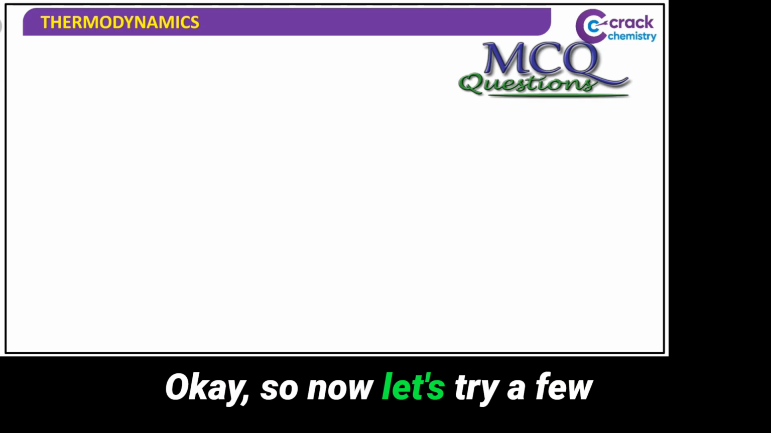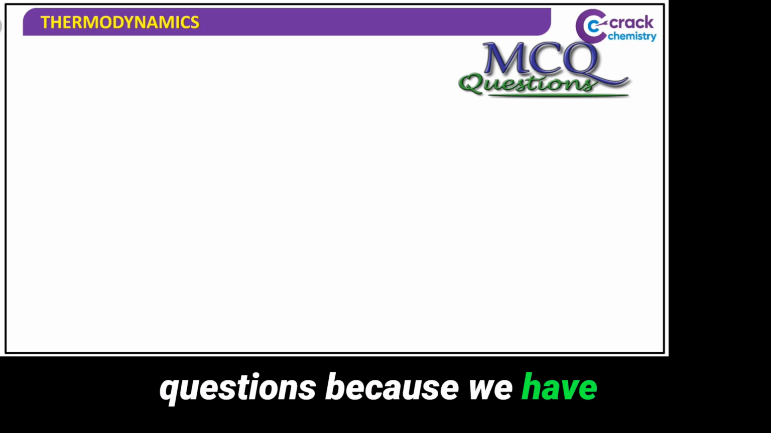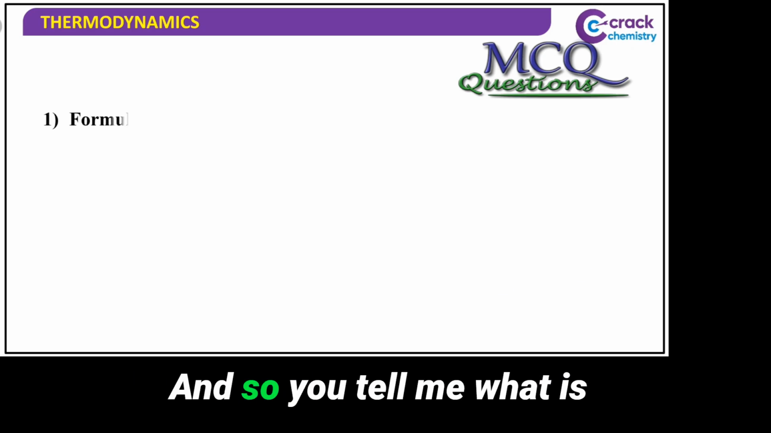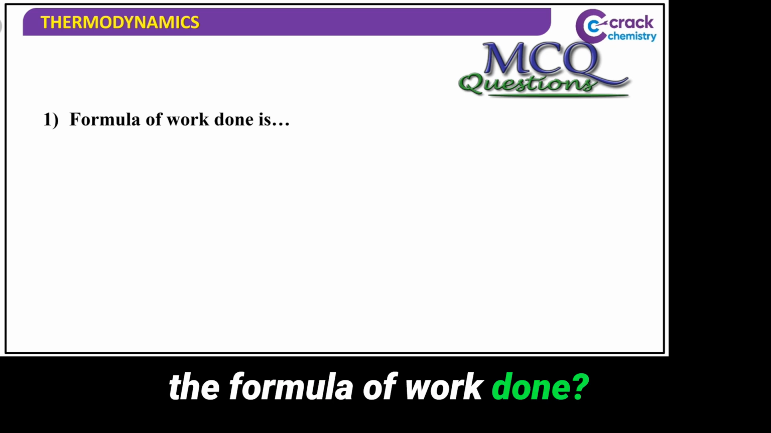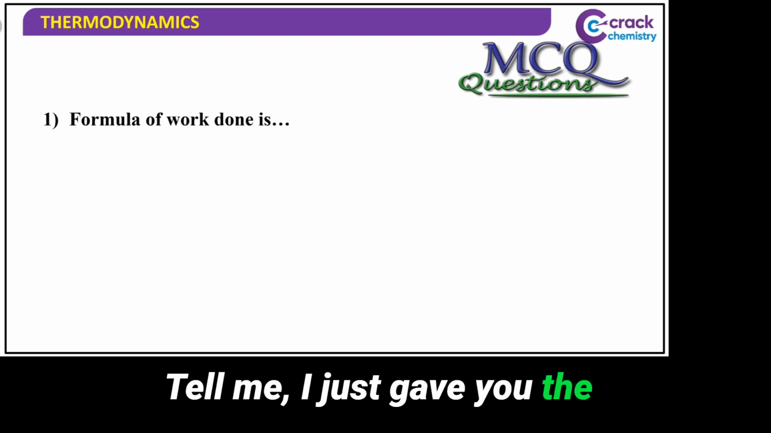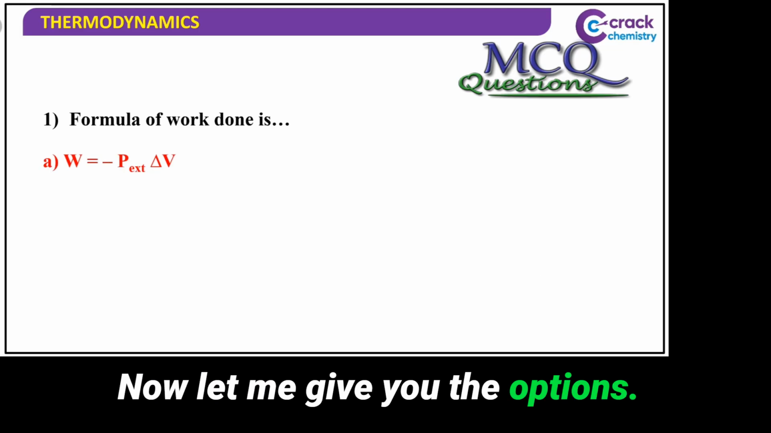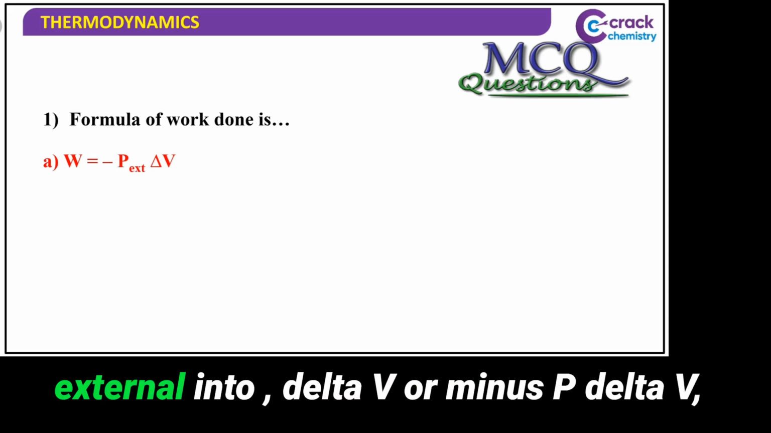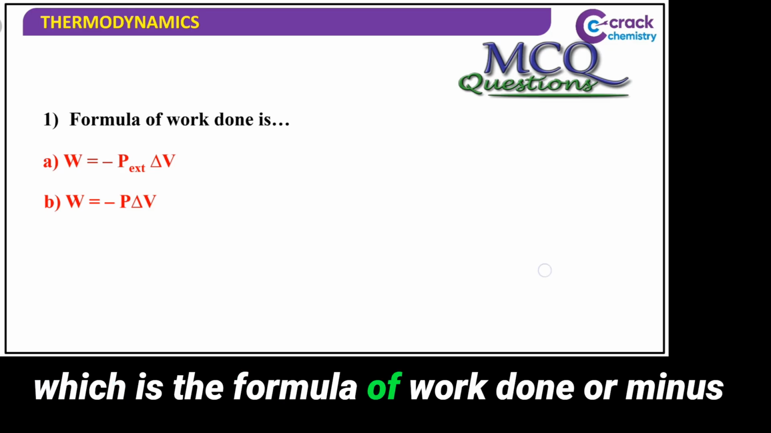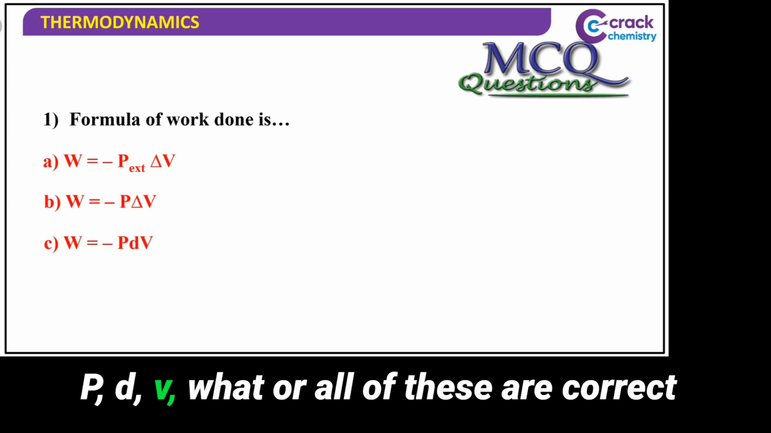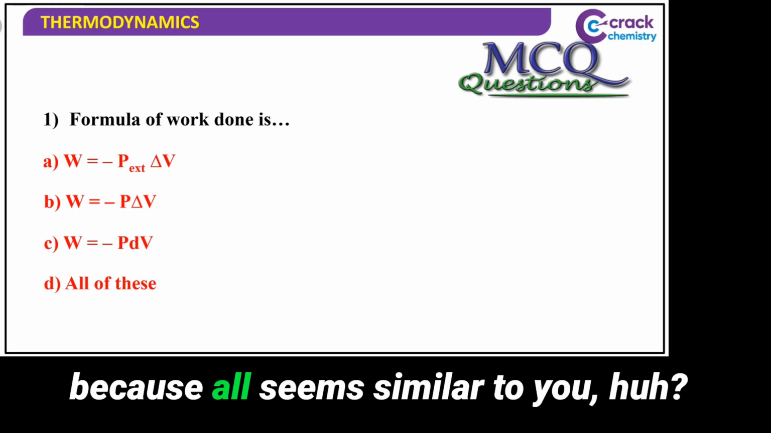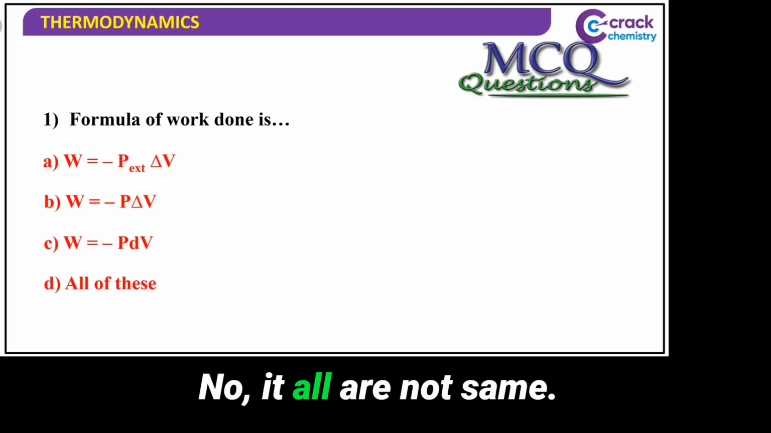Okay, so now let's try a few questions because we have discussed a lot of things. So you tell me, what is the formula of work done? I just gave you the formula, if you remember. Now let me give you the options. Is it minus P external into delta V, or minus P delta V, or minus P dV? Or are all of these correct because all seem similar to you? No, all are not the same.